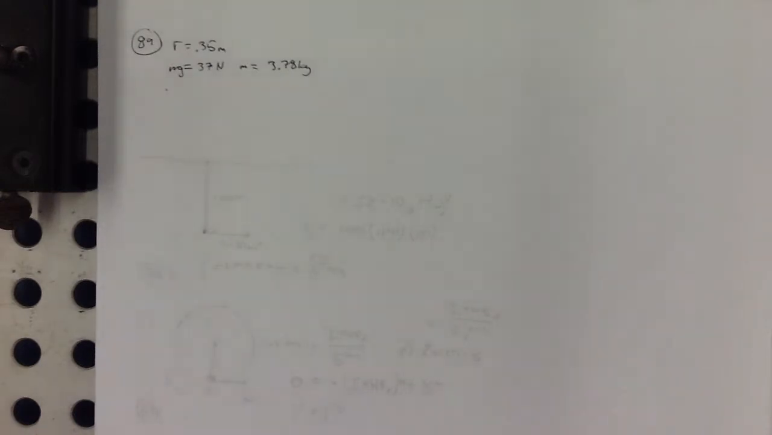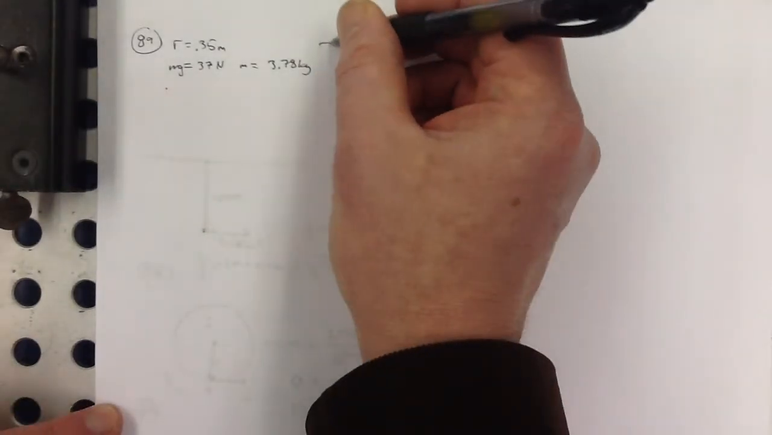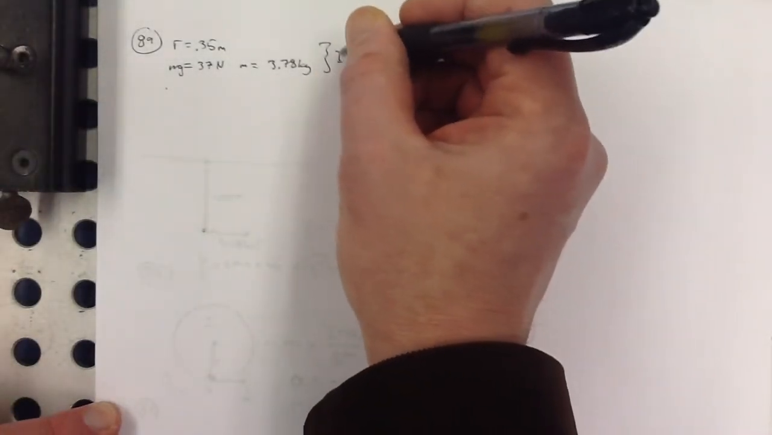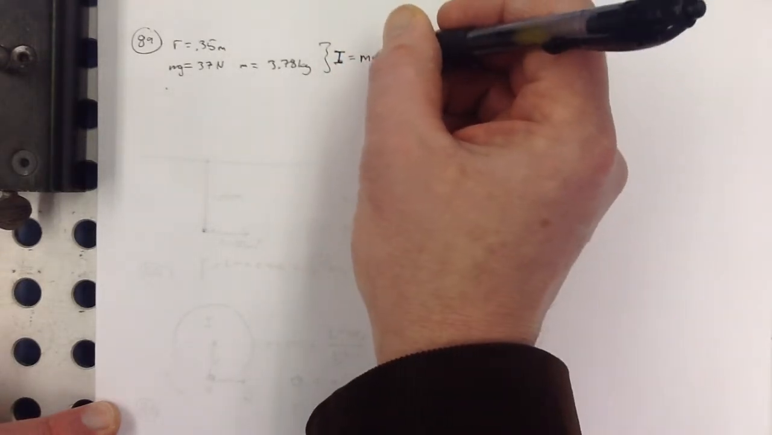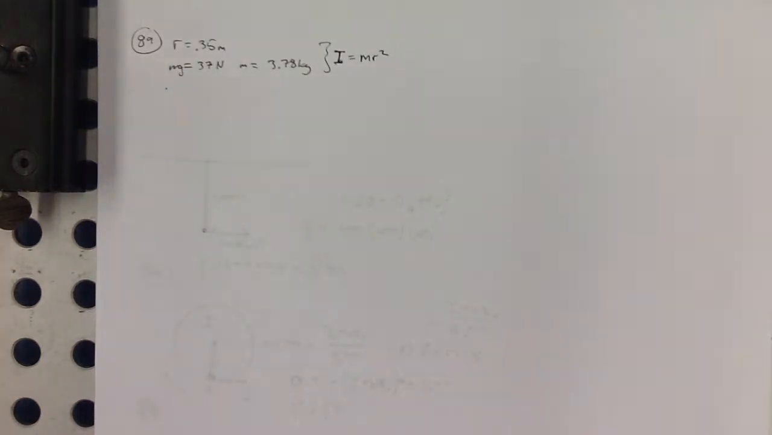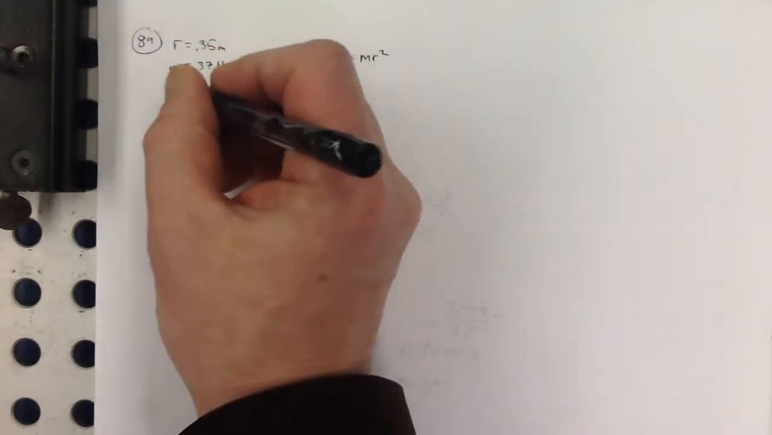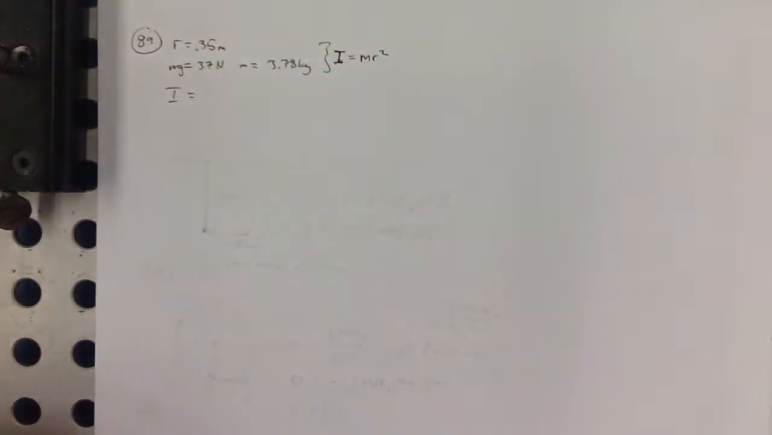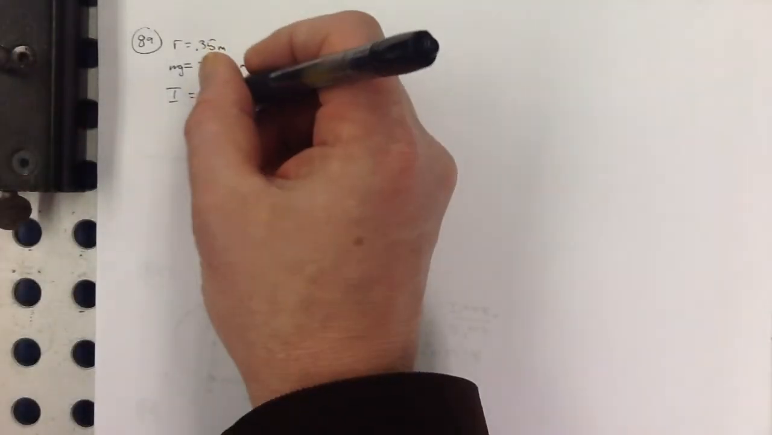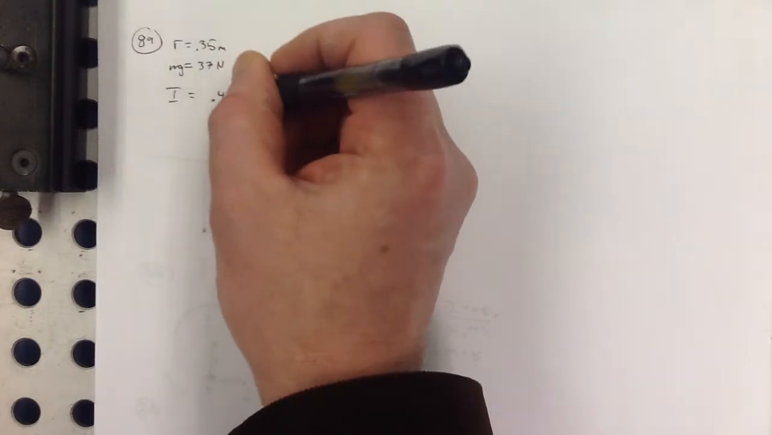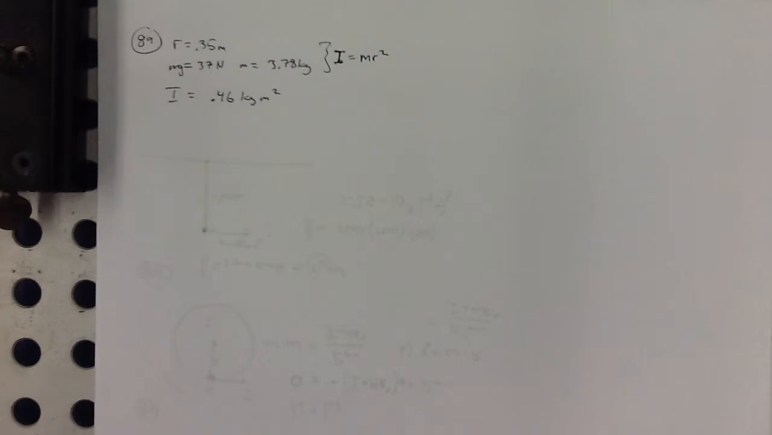So this is like a hoop, right? They're making a point of telling us that so we can say, oh, this is a hoop, so it's a full mr squared. So I'm going to go ahead and calculate that right now too, because I bet I'm going to need it. So I have m times r squared, that's 0.46 kilogram meters squared, the rotational inertia of this hoop.